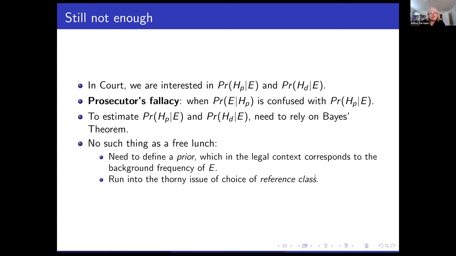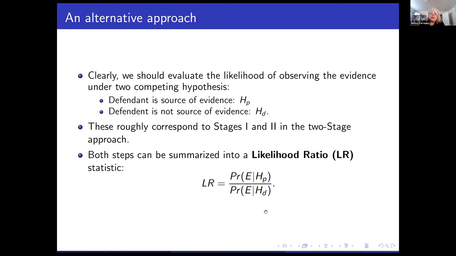Still not enough though, and this is where I'm going to drop it because I really don't have time to continue into this topic. But of course, in court, we're not interested in the likelihood ratio. The likelihood ratio is something that the forensic expert might present in court and say, I looked at the evidence and this is my conclusion. The likelihood ratio that I obtain is 100. And so that means that it's 100 times more likely to observe this evidence if in fact the suspect was the source of it than if he wasn't.